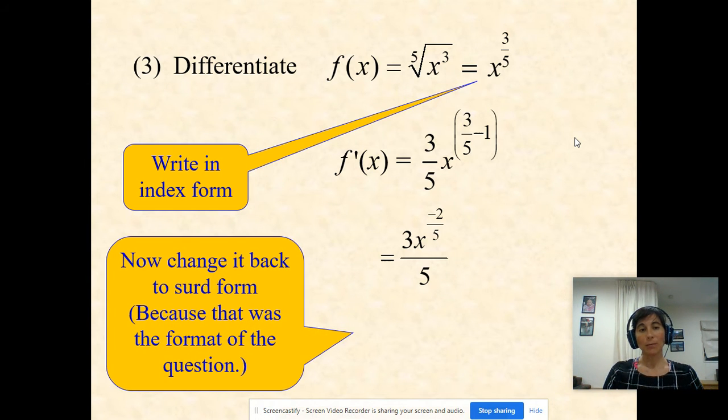So what we could look to do is to put that x to the power of negative 2/5 on the bottom line, making that power positive, and then converting it back into root form. Okay, so that would give us 3 over 5 fifth root of x squared.